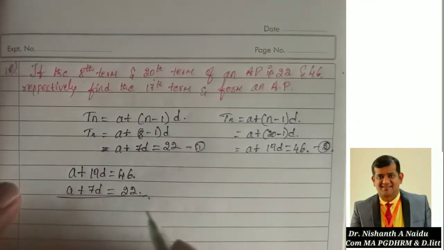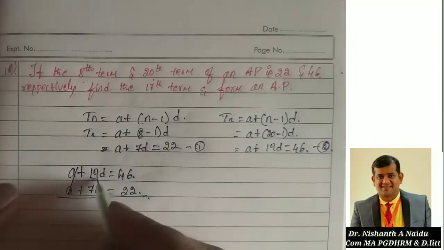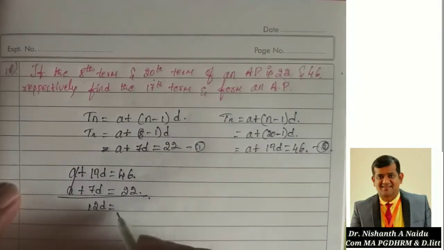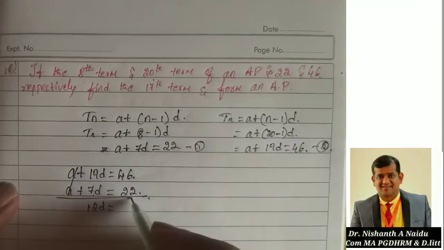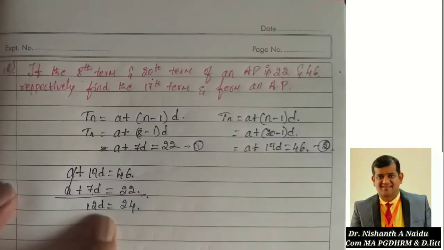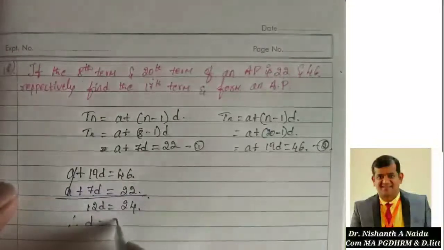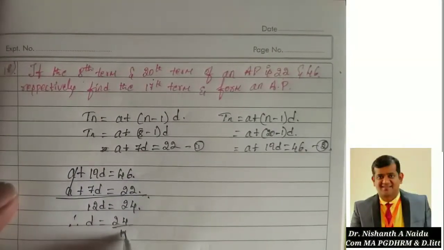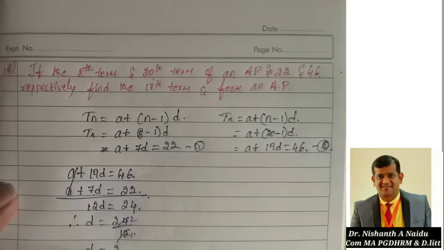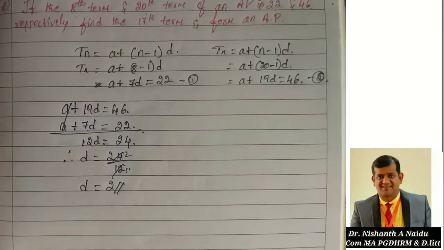Now we have to subtract. So A got cancelled. Now 19 minus 7, that is 12D equals 46 minus 22, that will be 24. So now we got 12D equals 24. Therefore D equals 24 divided by 12. 12 ones are 12, 12 twos are 24. So D equals 2. We got the answer as D equals 2.